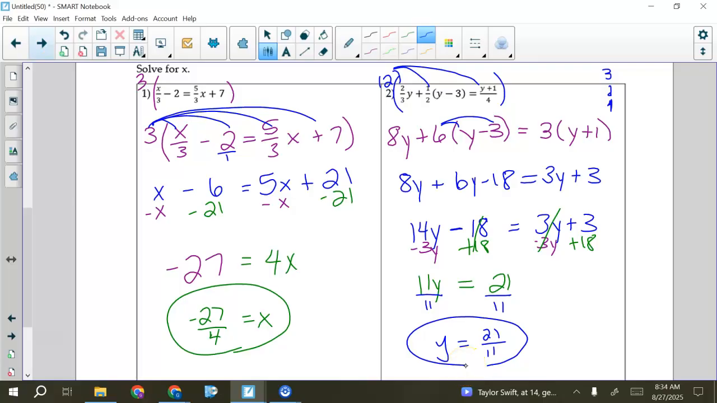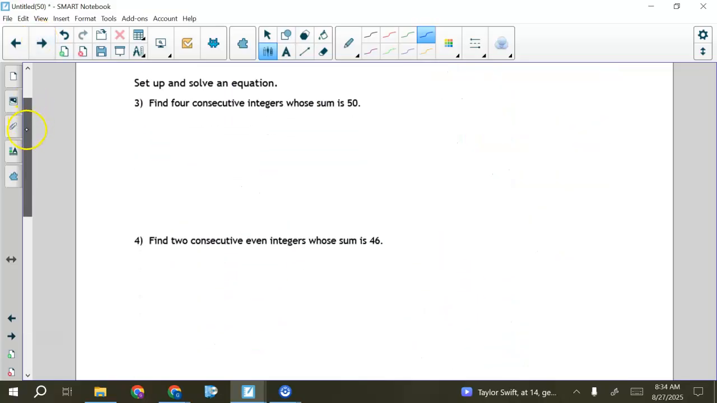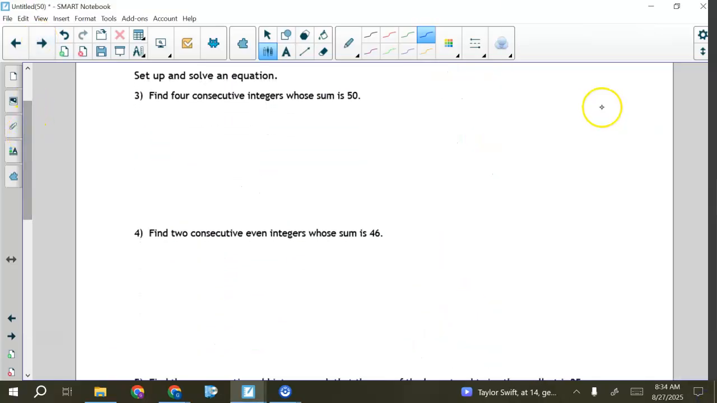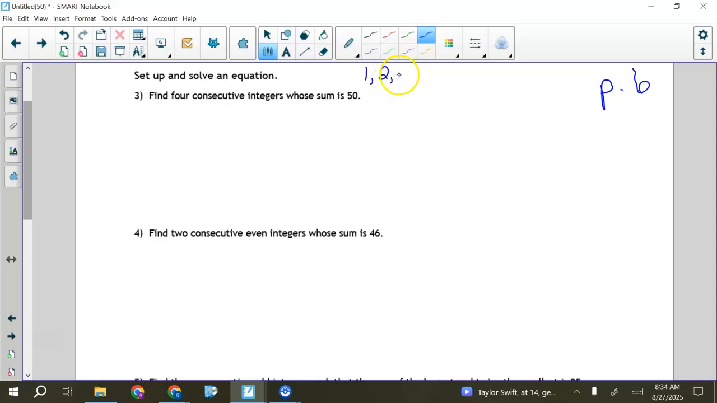All right, let's go to the back. Page 6. All right, so this one we are trying to set up and solve an equation. It says find 4 consecutive integers whose sum is 50. So consecutive integers would be numbers that come right after each other, like 1, 2, 3, 4, or 6, 7, 8, 9. Those would be consecutive integers.